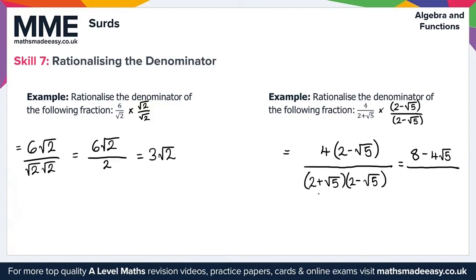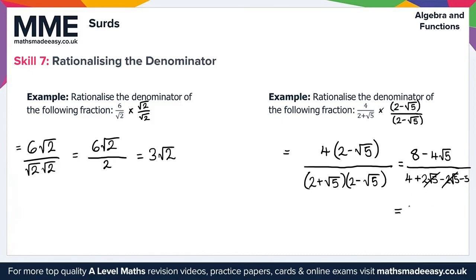For the denominator here, well, I'm going to get 2 times 2, which would give us 4. I'm going to get 2 lots of root 5 here, so that's going to be plus 2 root 5. I'm also going to get a minus 2 root 5 as well. So 2 times minus root 5 would give us minus 2 root 5. And finally then, root 5 times minus root 5 would give us minus 5. So in that case here now, the 2 root 5 will cancel with this minus 2 root 5. That equals 0. And 4 minus 5 would give us minus 1.